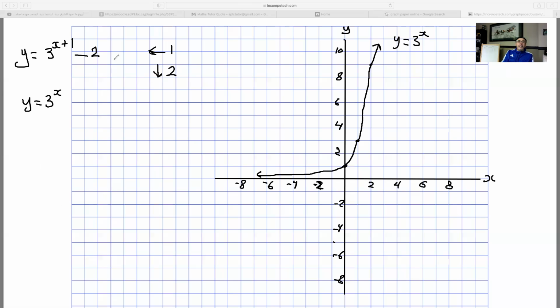Now, I'm going to graph this now in a red color. And the first thing, as we know, we have a horizontal asymptote for exponential graphs. And since this graph has gone 2 down, therefore your asymptote will be right there.